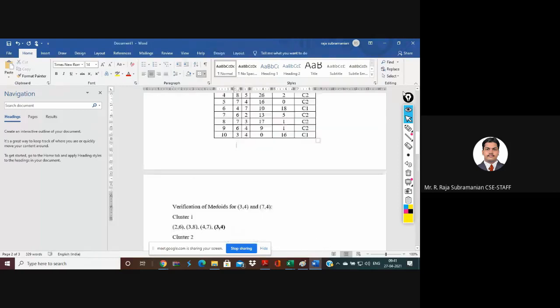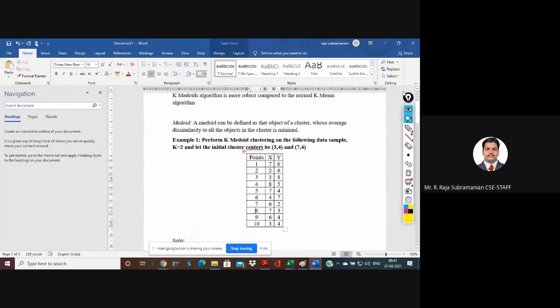This is also a most important MCQ. Not only an MCQ, it is also a most important definition when you go for a 2 mark question. What is a medoid? It is the point which is closest to all the other points in the same cluster to which it belongs, right?